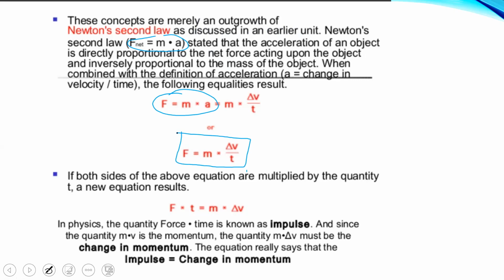Now, if both sides are multiplied by the quantity t, what do you get? If you multiply by t, you will get that the force times time equals m times delta v. So this one, a force multiplied by a time, we call it impulse. An impulse is a force times the time.